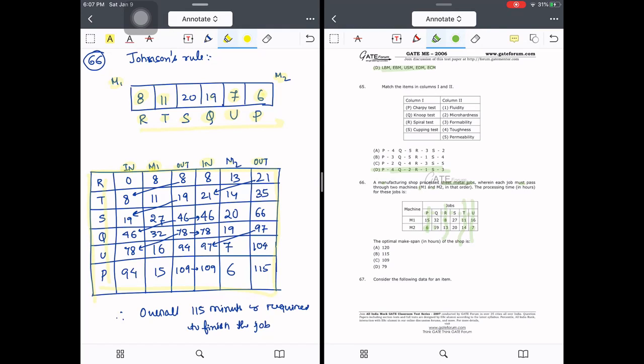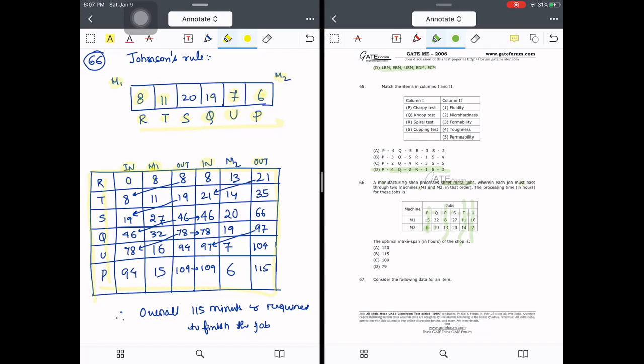Now this is the in time. This is the machining time that it takes. This is the out time when R is inserted. For machine 2, similarly, it will be the in time, and similarly the out time.